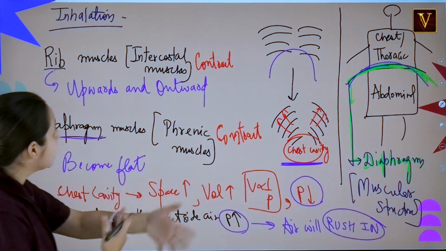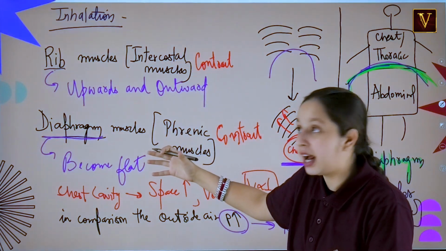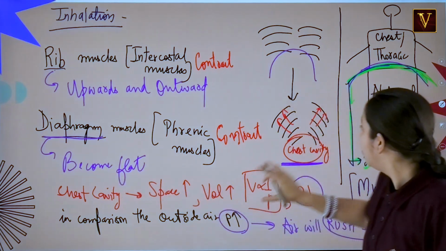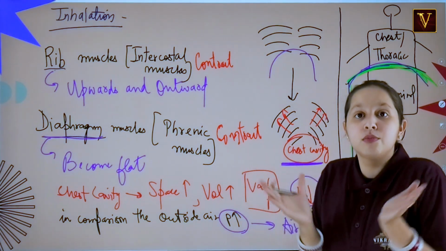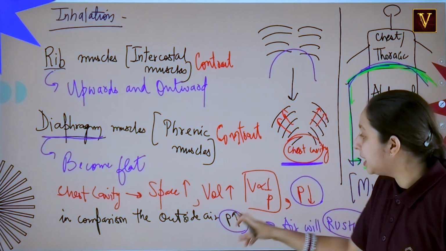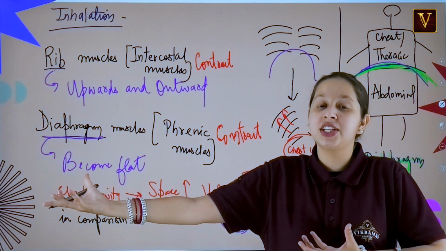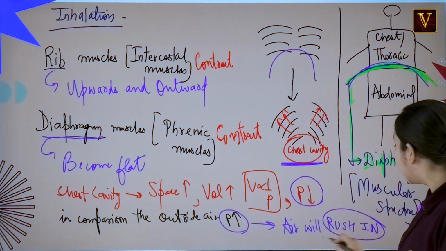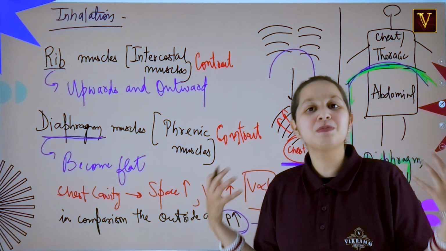Got it? So what is exactly happening? Ribs and diaphragm are involved. The muscles are contracting and causing ribs to move upward and outward, and the diaphragm to become flat. With this, the space inside the chest cavity is increasing. Volume is increasing. That means the pressure of the air inside will be less in comparison to outside. Outside is high pressured air in comparison to the inside chest cavity's low pressured air. So air will move from outside to inside. It will rush in and we are able to inhale or inspire.